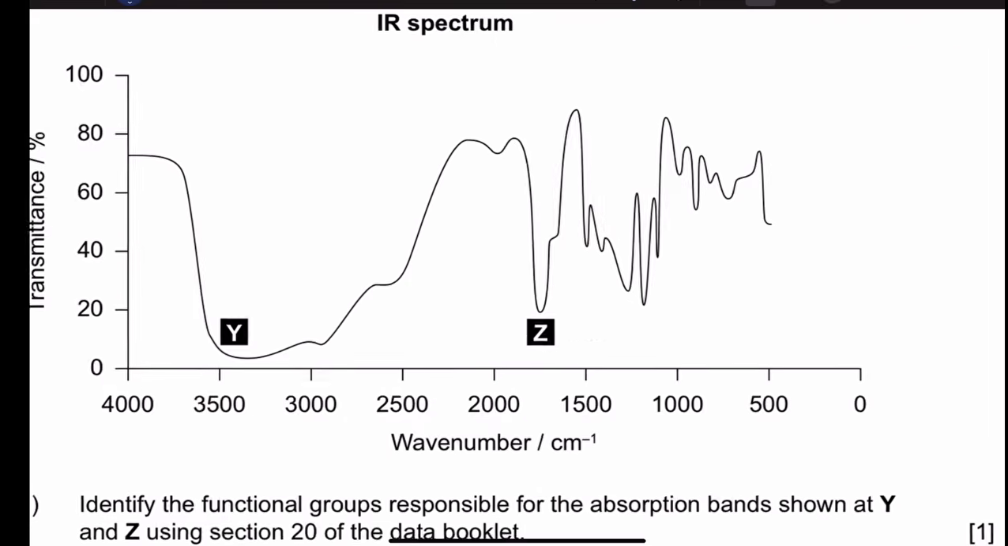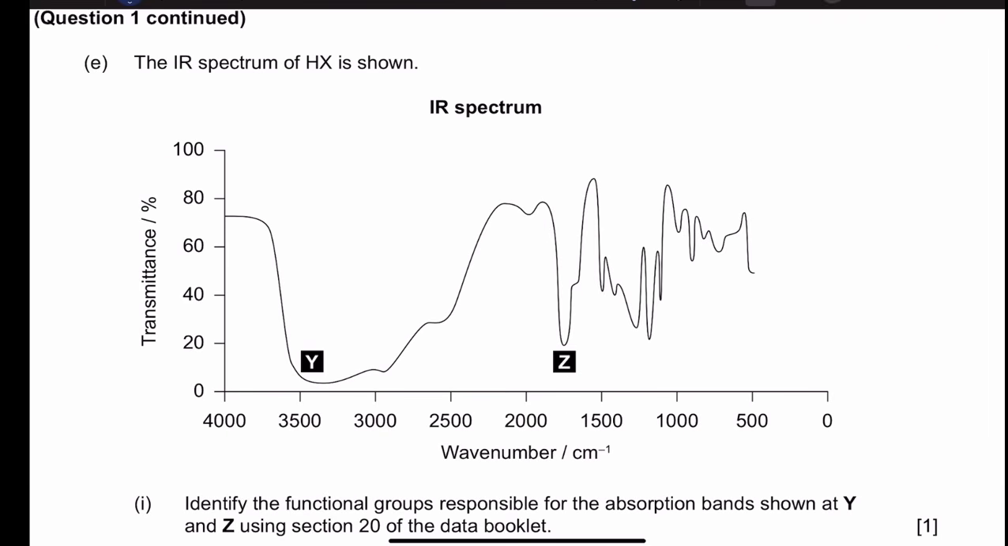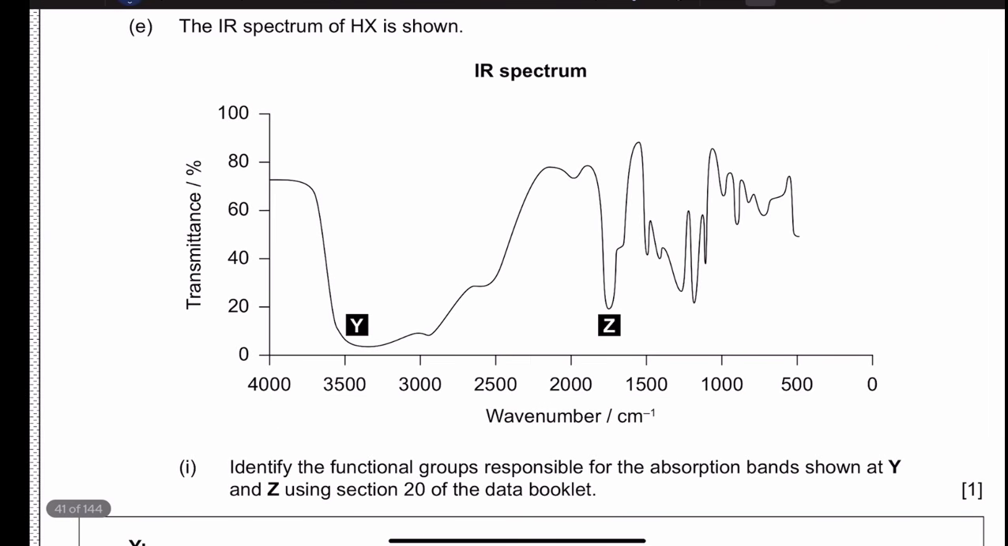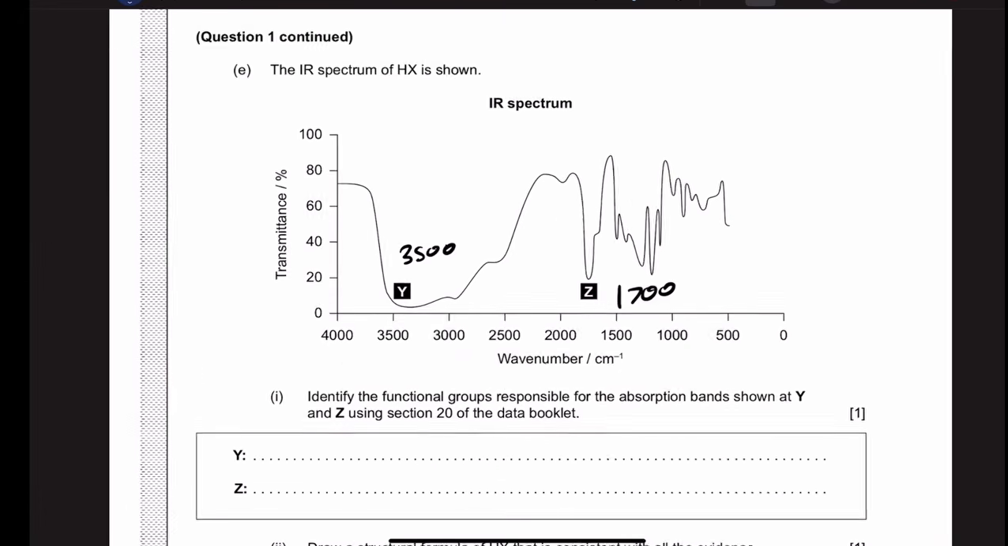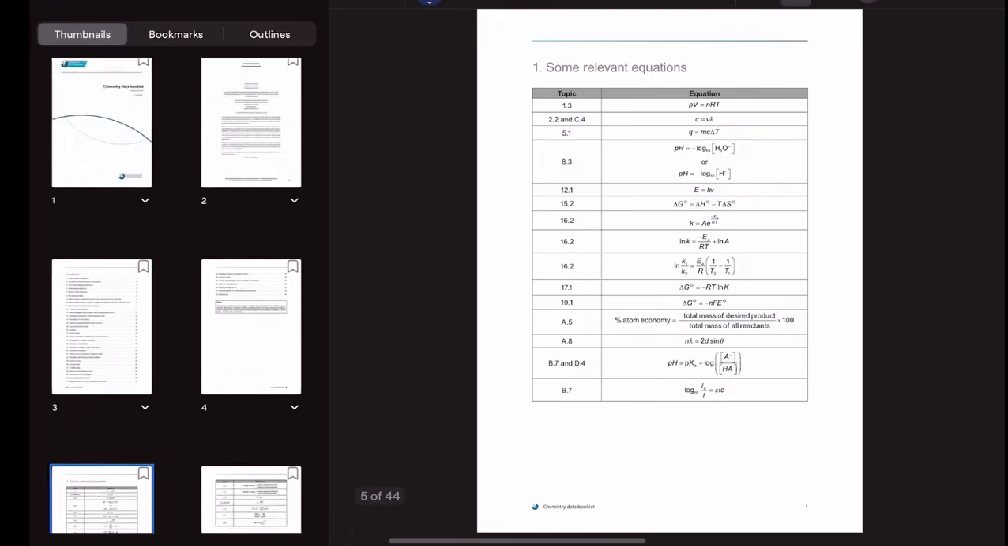Okay, identify the functional groups responsible for the absorption bands shown at Y and Z using section 20 of the data booklet. Okay, so we have what wave number? Y is at roughly 3,500. Z is at, let's just say 2,000, just under 2,000. It's like 1,700. So let's have a look at our data booklet.